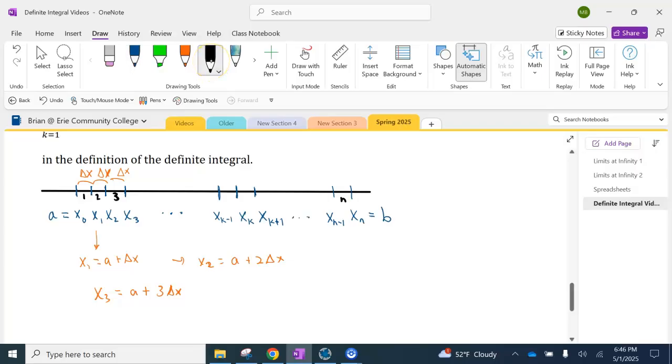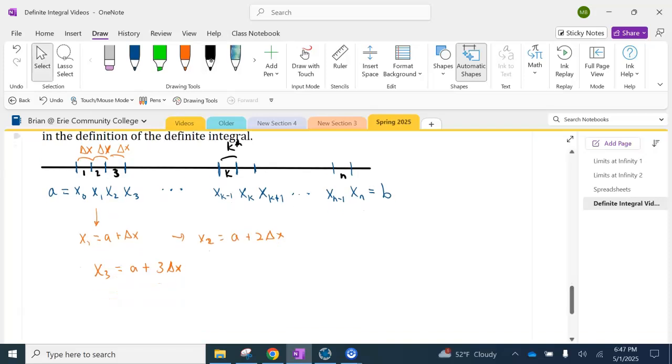Well, again, the nth right endpoint is x sub n. So it turns out this is going to be your kth subinterval, right? So this is going to be the kth subinterval here. All right, now how are we going to get to x sub k?